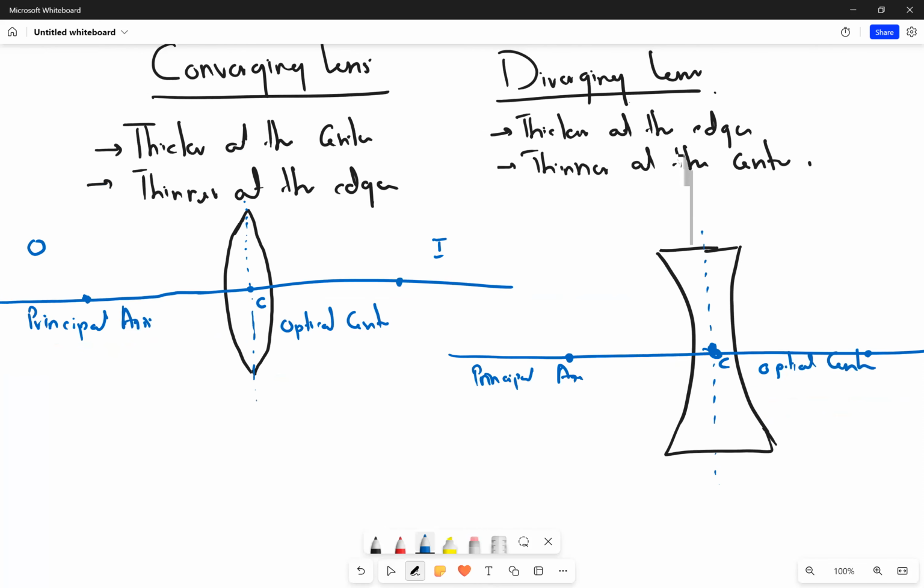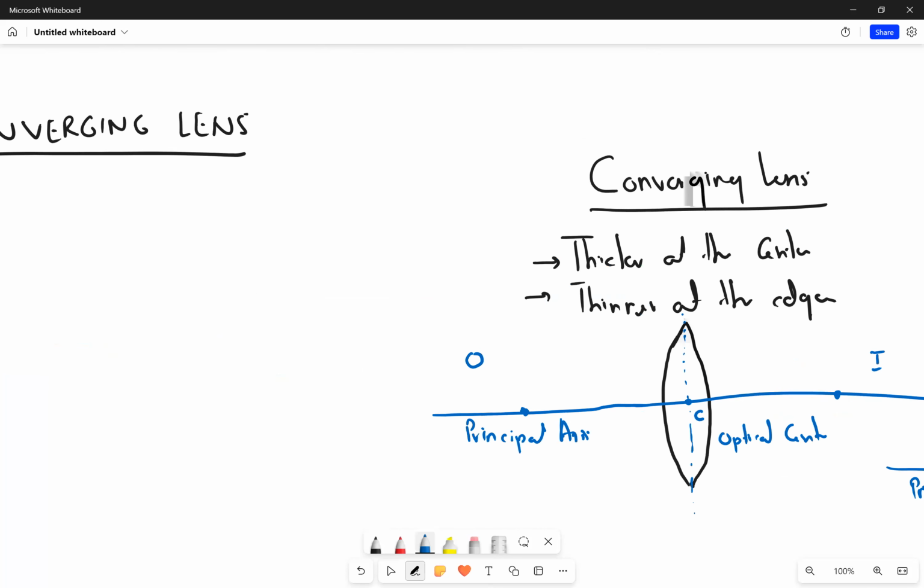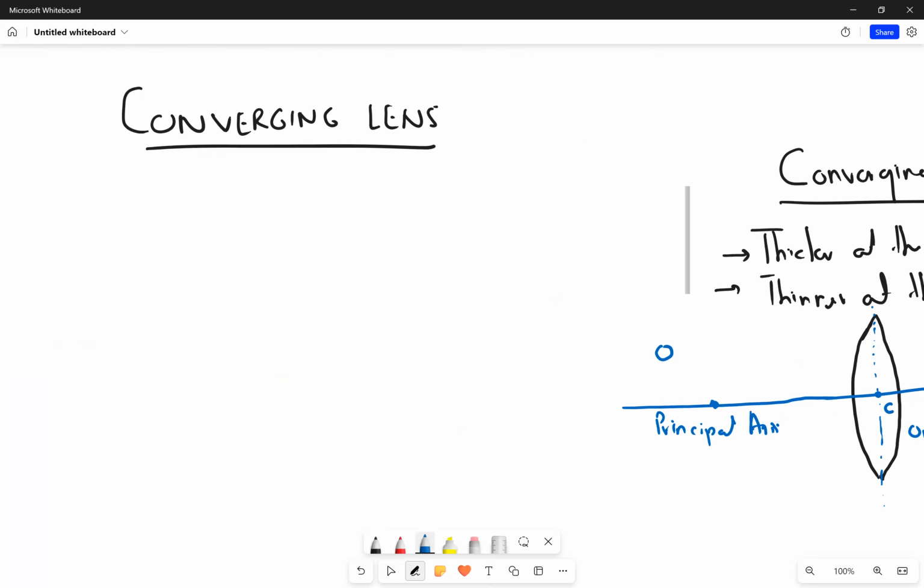These lenses, because they're different, this is why the images that they're going to produce will also be different. Converging lens will produce a different type of image, whereas diverging lens will produce a different type of image. We're looking at the image diagrams now. So converging lens first up.